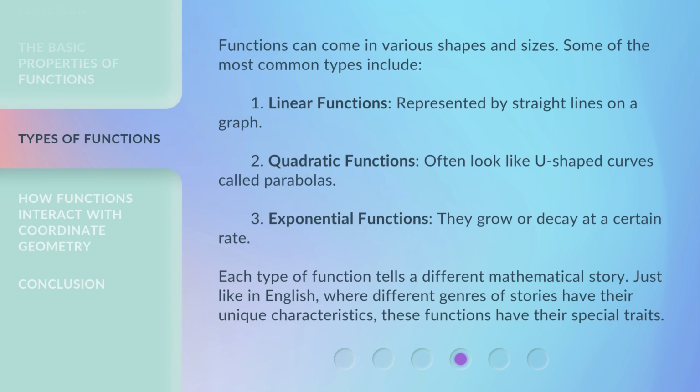Functions can come in various shapes and sizes. Some of the most common types include: 1. Linear functions, represented by straight lines on a graph. 2. Quadratic functions, often look like U-shaped curves called parabolas. 3. Exponential functions. They grow or decay at a certain rate. Each type of function tells a different mathematical story. Just like in English, where different genres of stories have their unique characteristics, these functions have their special traits.